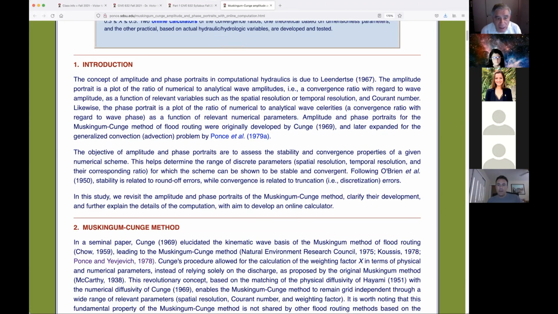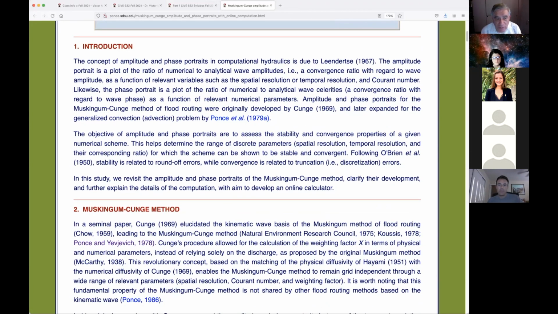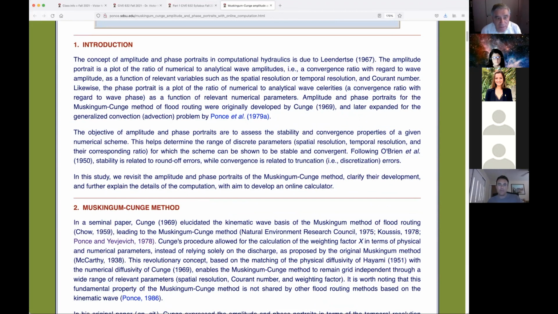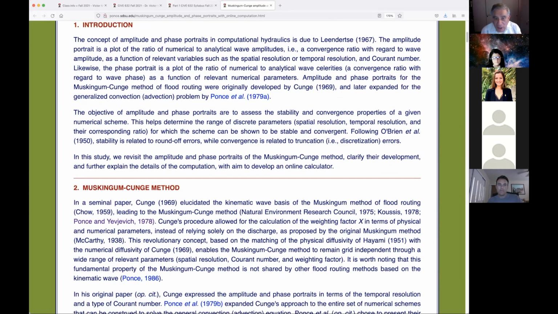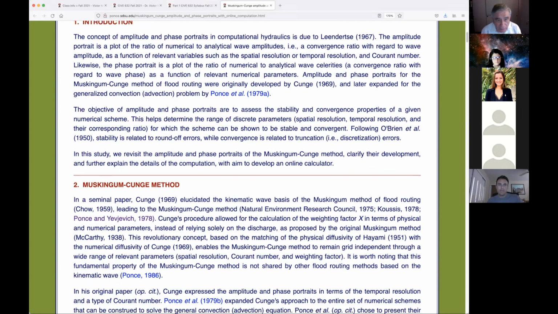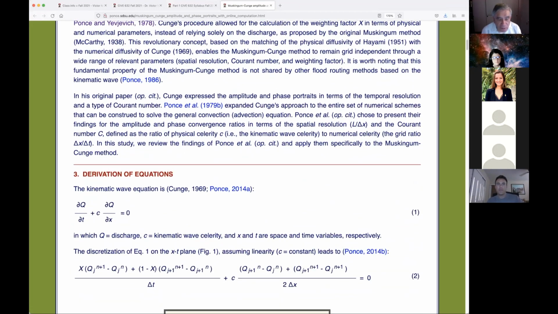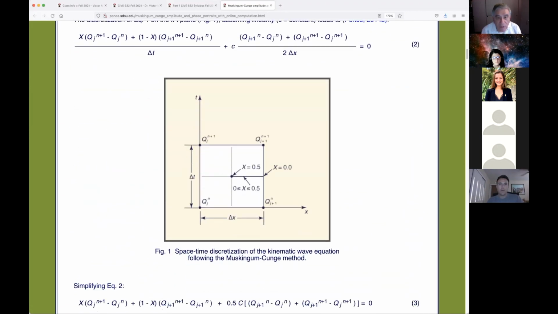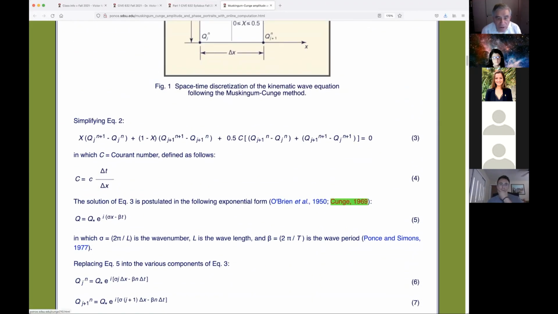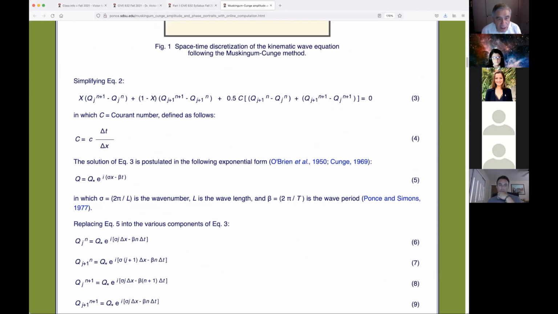Okay, so we got in here amplitude and phase portraits originally developed by Cunge, expanded for the generalized convection problem. Okay, I quote my paper that we're going to read later on. Analyzed for stability and convergence. The Muskingum-Cunge method we already know. The derivation of equations we already know. All these equations are already known repeatedly.